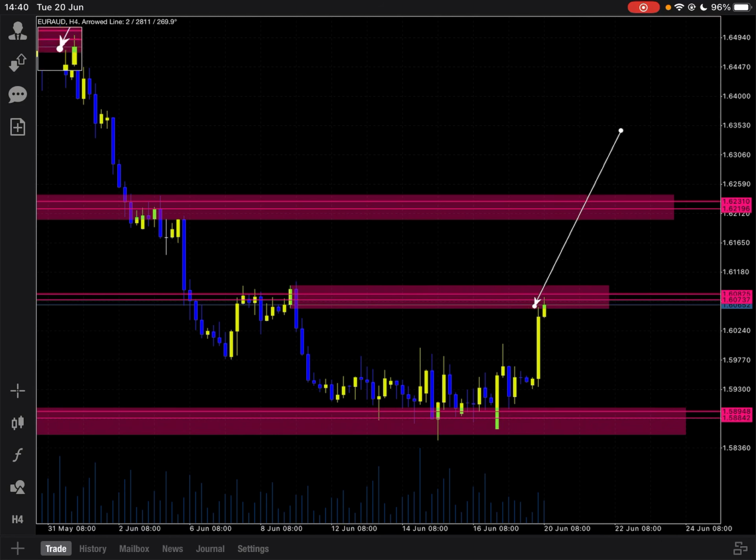But if this consolidation happened and the sellers are still very much strong, and if in the end they become stronger than the buyers, then price can respect this zone and we can look for a sell opportunity down. But if H4 closes above, we can either wait for the price to retrace back into our key level to look for a buy opportunity, or wait for the next sell up here.